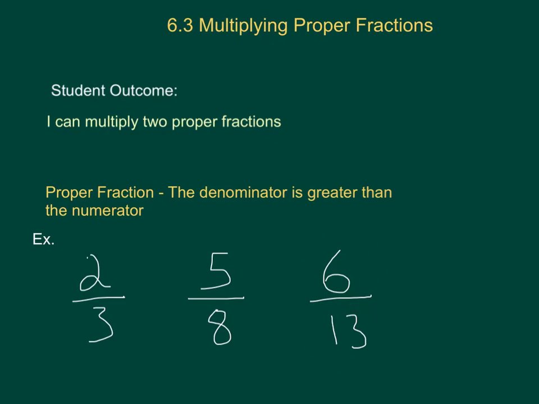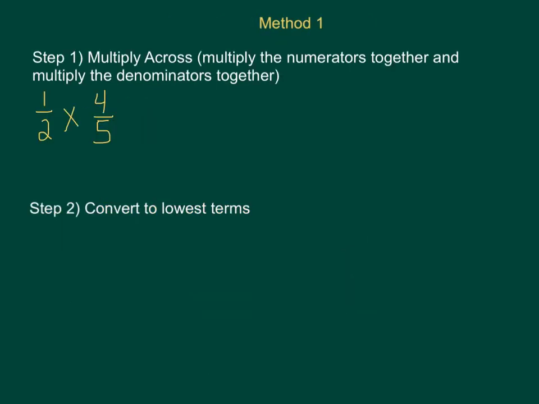13 is bigger than 6, so a proper fraction. So let's move on to how to actually multiply these. I'm going to show you two methods today. Method 1 has only two steps. Step 1 is multiply across: multiply the numerators together and multiply the denominators together.